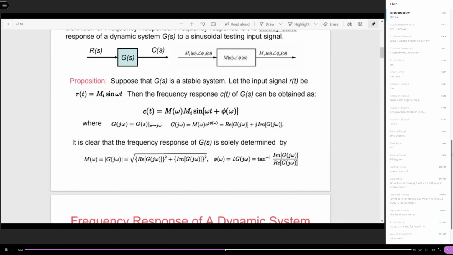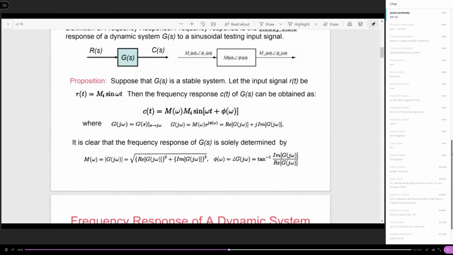Well, it does not mean that the system is always amplifying the input signal's magnitude. Apparently, if M of omega is larger than 1, then the output signal's magnitude will be increased, bigger than the input. If M of omega is less than 1, then what? Then your output response signal's magnitude will be less than the input signal's magnitude. Is that right? This is a very obvious fact that we can derive from this expression, right?